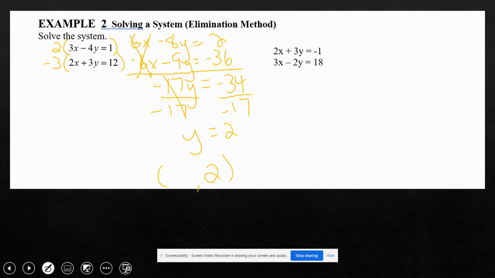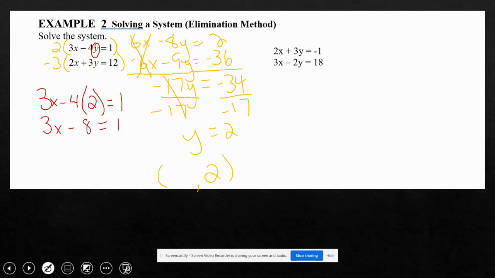Still have to solve for x. I gotta go back into these equations. I'm gonna go back into my original two and decide, do I want to solve the top equation or the bottom equation for x? And again, it doesn't matter. I'll pick the top equation and plug that 2 in for y. So 3x minus 4 times 2 is equal to 1.